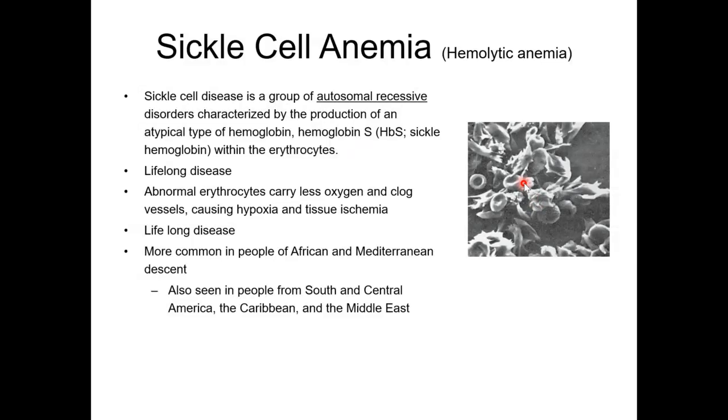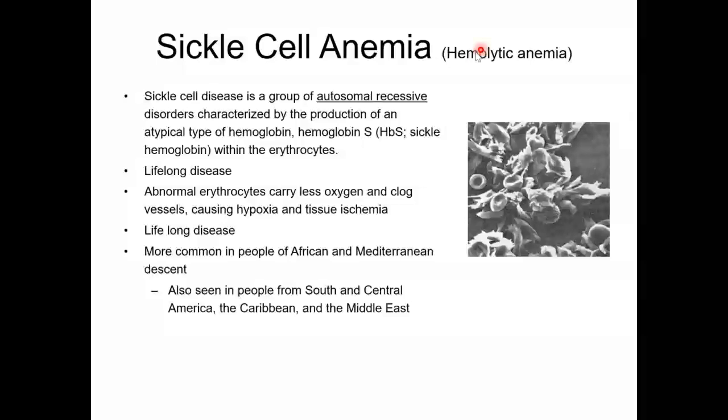So you can see this picture here. We have the normal looking red blood cells, and then in here are these deformed, atypical red blood cells that take on this sickle shape, hence the name sickle cell anemia. So remember, it's a hemolytic anemia. So there is a premature destruction of red blood cells. There are different types of hemolytic anemia, and the only one we're going to talk about is sickle cell anemia.